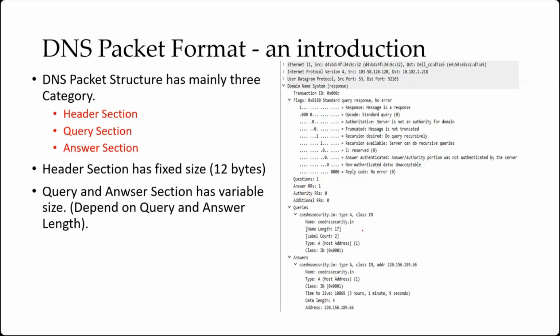And next is the flag, which also takes 2 bytes, which is further categorized on the basis of corresponding bits. The first bit tells about the query and the response. If the bit is 0, it means the query. If the bit is 1, it means the response. So it is showing 1, it means it is the response packet.